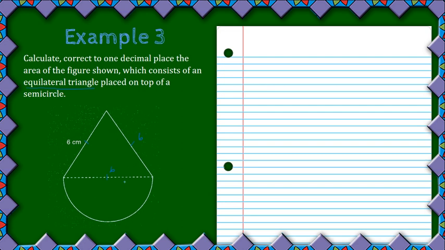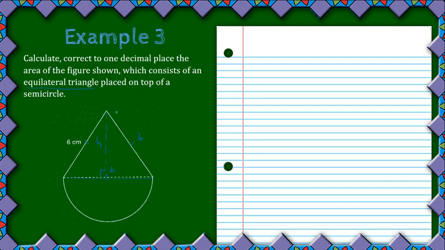First of all, this is already broken up into a triangle and a semicircle. So let's start with the triangle. If we want to find the area of the triangle, we need a perpendicular height. So we can construct this line over here as our height. Then how are we going to find this height? Now, we know that this base over here is 6.